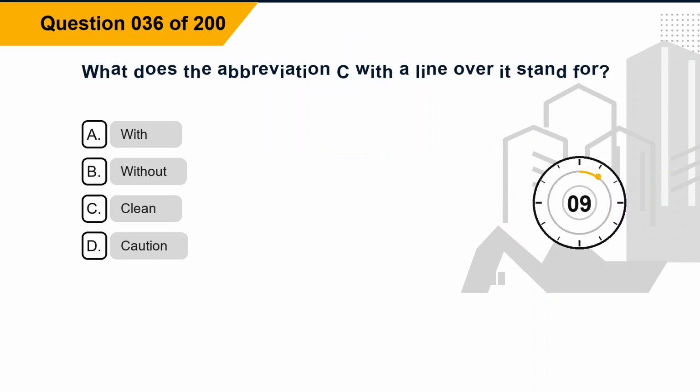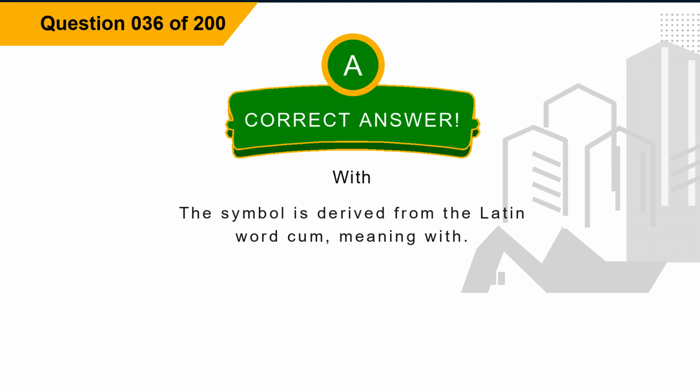Question 36. What does the abbreviation C with a line over it stand for? Option A, with. Option B, without. Option C, clean. Option D, caution. The correct answer is option A, with. Explanation: the symbol is derived from the Latin word cum, meaning with.